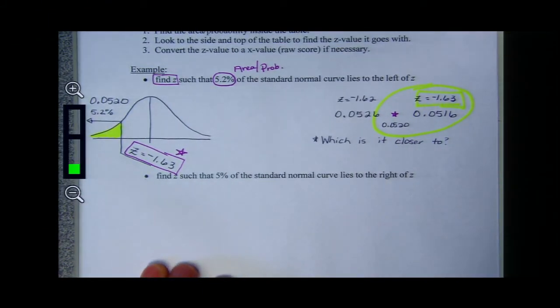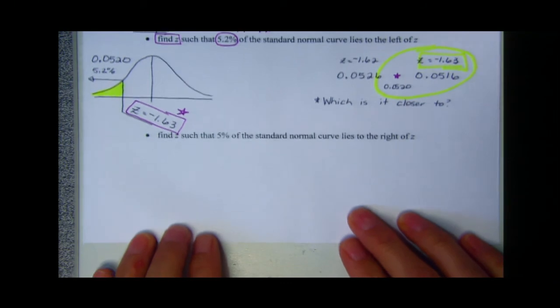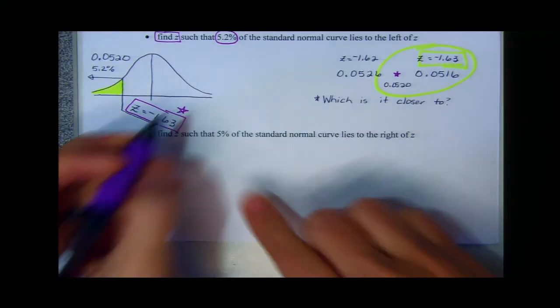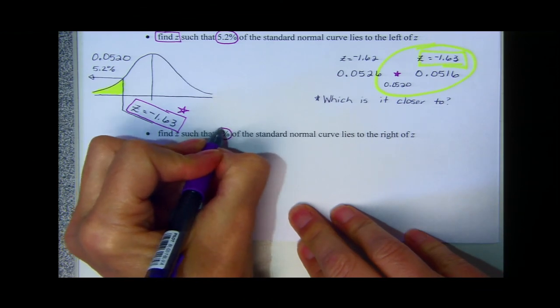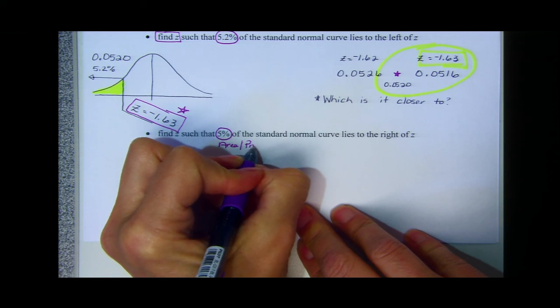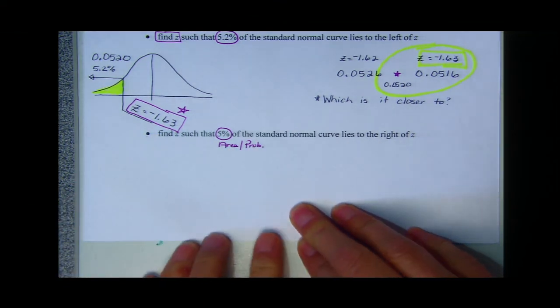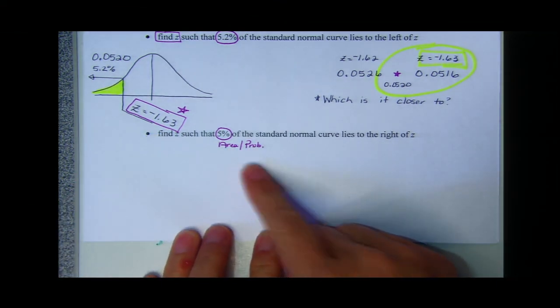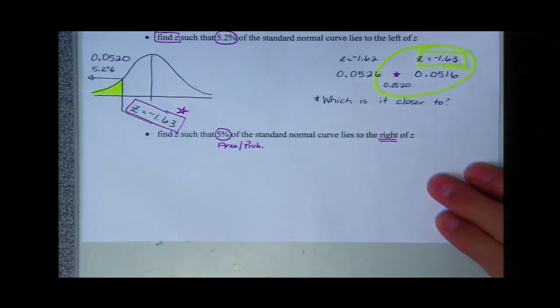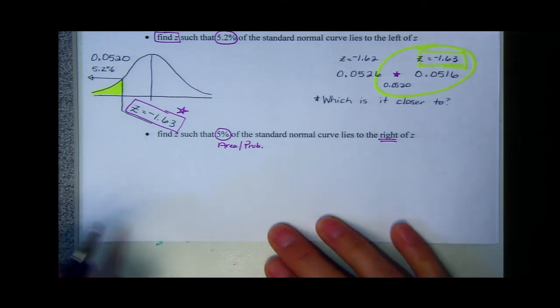All right, let's do another example. Again, find z such that 5%. This is given as a percent, so I know this is area or probability. So that's how much of the standard normal curve will be shaded in. But now it's going to have me shade to the right of z. So this one is a little bit different.